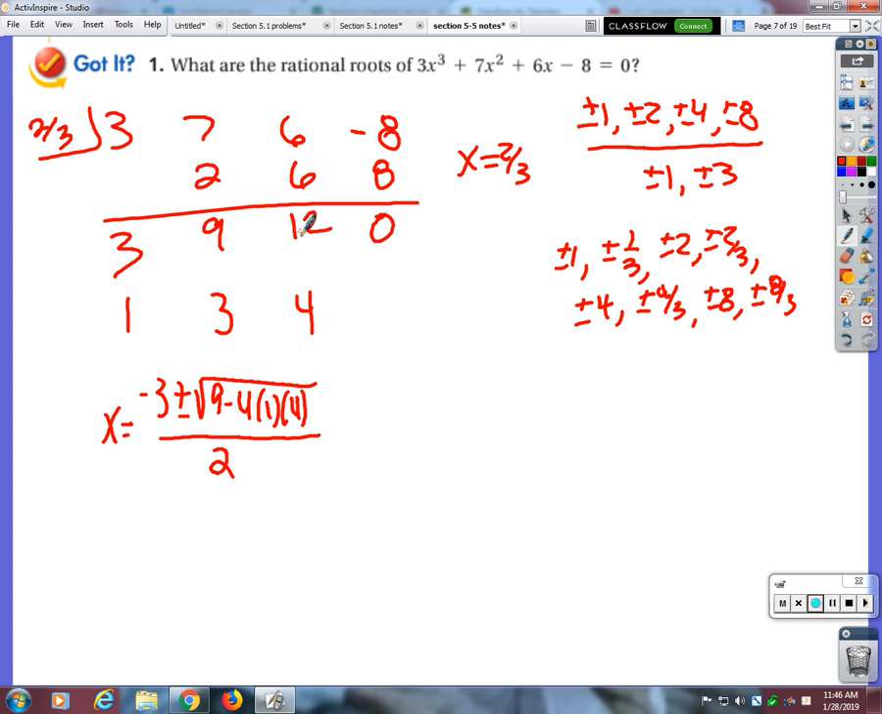Okay? All right. This works out to be -3 plus or minus the square root of -7 over 2, which is not a rational number. So that means we don't really need that as our answer, but we're being thorough.